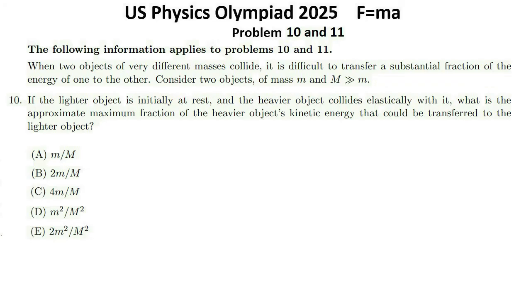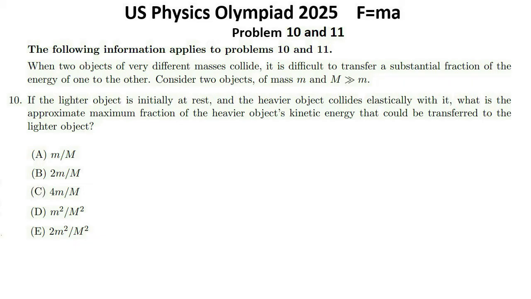The following information applies to problems 10 and 11. When two objects of very different masses collide, it is difficult to transfer a substantial fraction of the energy of one to the other. Consider two objects, of mass small m and big M, much greater than small m. Problem 10. If the lighter object is initially at rest, and the heavier object collides elastically with it, what is the approximate maximum fraction of the heavier object's kinetic energy that could be transferred to the lighter object?